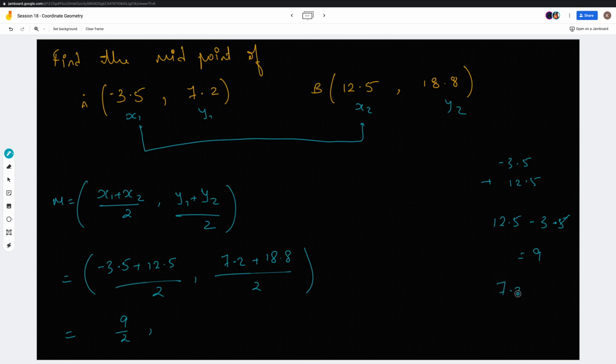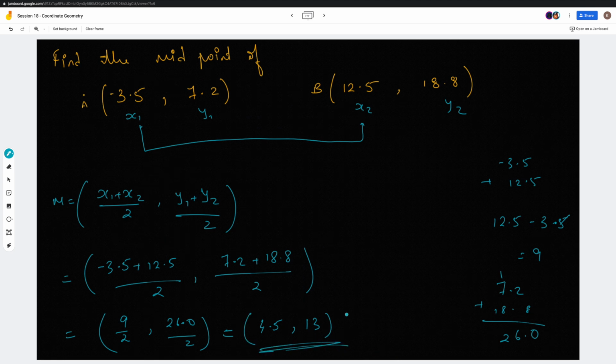Here you have 7.2 plus 18.8. 8 plus 2 is 10, but you have a decimal, that's why you take 1, 0 over here, and you put the point here. 18 plus 7 is 25, plus 1 is 26. So you're going to get 26.0 divided by 2. Now converting this to decimals, 9 over 2 is nothing but 4.5, and 26.0 is nothing but 26. 26 divided by 2 is 13.